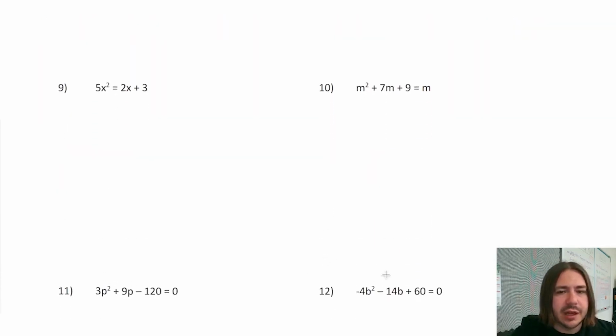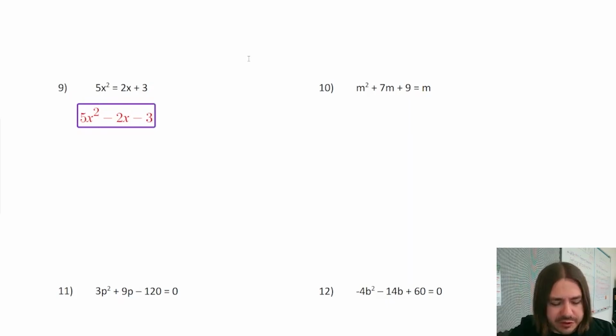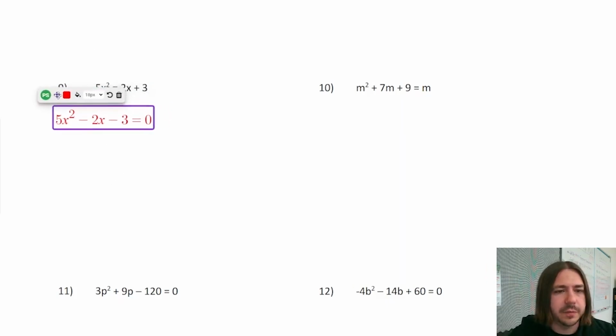Number 9, another one that's not set equal to 0, and it looks like this one has a leading coefficient that's not 1, so we're not going to be able to take the little shortcut that we've been taking. First thing I'm going to do is set this equal to 0.